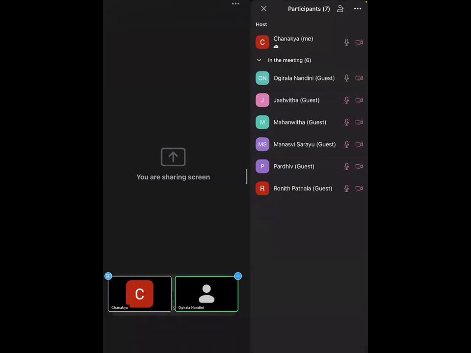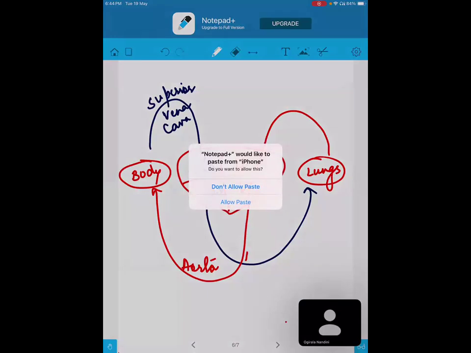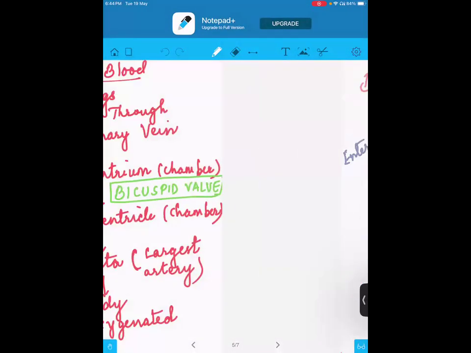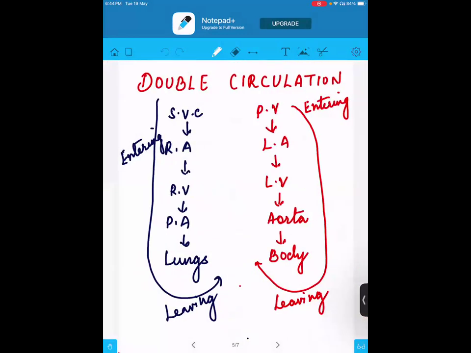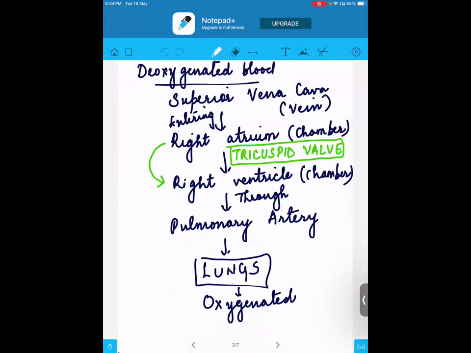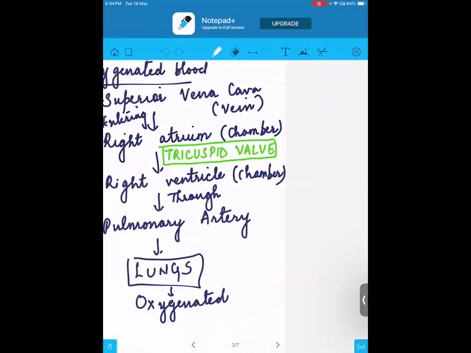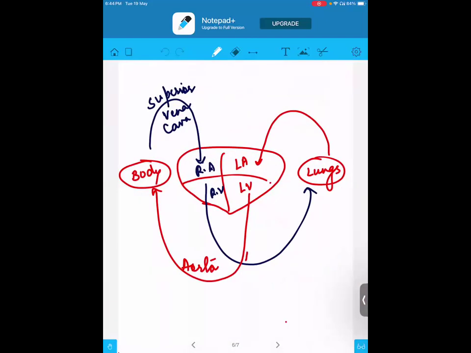Ma'am, can you show the diagram once? Which diagram do you want to see? The heart one which you drew. No, ma'am, the first. Which one? The heart diagram, ma'am. Okay, that is on the first page. This one? The last one, ma'am, the last flowchart form. Wait. This one? Yes. Okay.